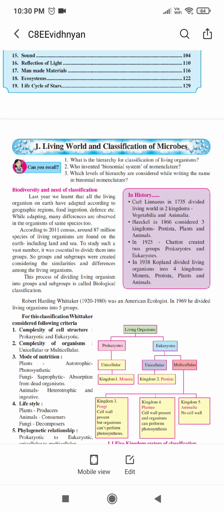Today we will learn about the living world and classification of microbes. Living world, all of you are living. But classification of microbes. Microbes means organisms from the small to the larger one.